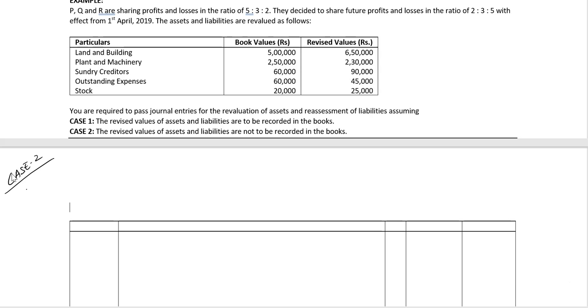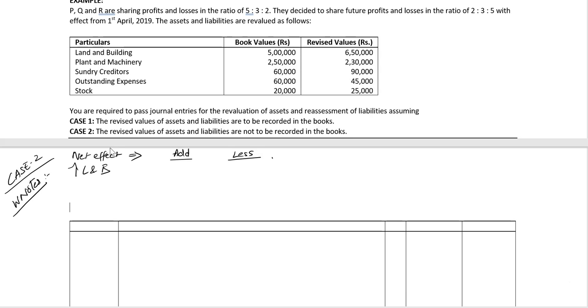But if we had not done case 1, how would we find out the gain on revaluation or the loss on revaluation? We would do it this way. Net effect: the things which we need to add and the things which we need to subtract. There's an increase in land and building. All this will come as working notes. It's not part of the answer.